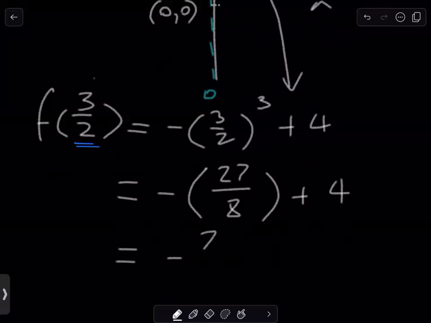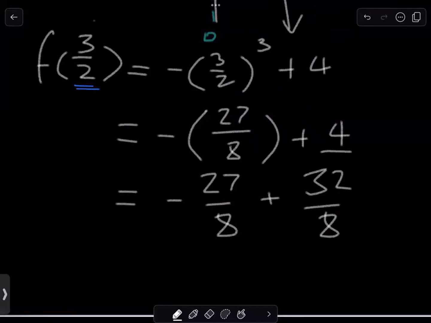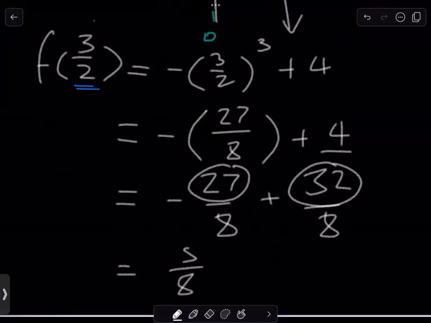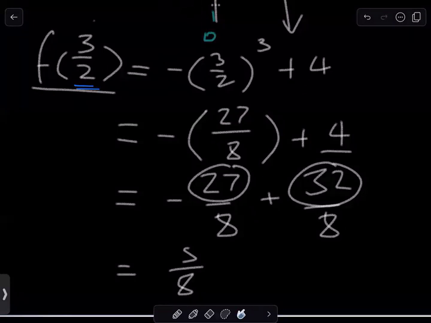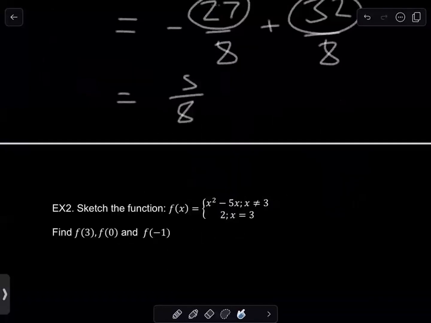We are going to have negative 27 over 8. 4 expressed with an LCD of 8 is going to be plus 32 over 8. So then we have negative 27 plus positive 32. That's going to be 5 over 8. And there's your final answer. Okay, 5 over 8 for f of 3 over 2. And that's how we handle example 1. Let's move on to example 2.